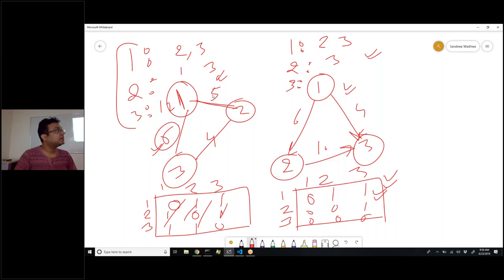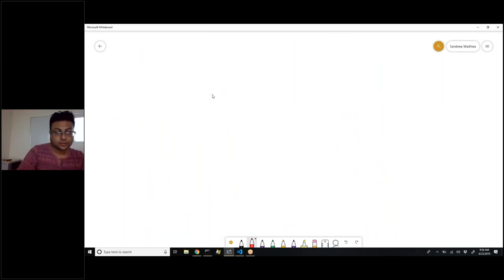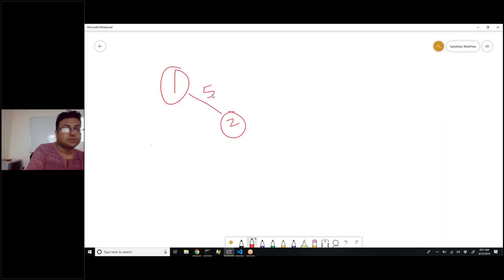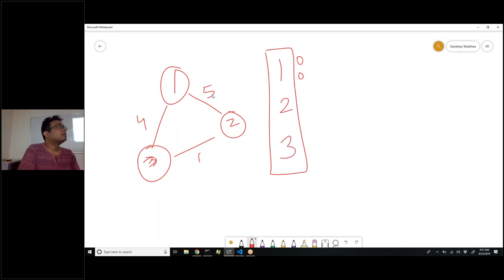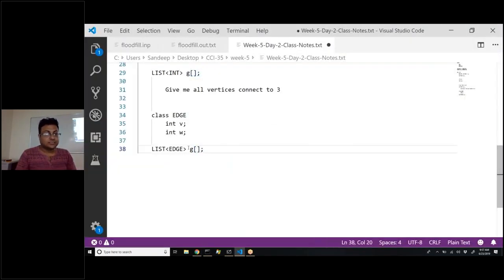1 is connected to 2 with a weight of 5 here. Let's see. If 1 is connected to 2 via distance of 5, connected to 3 via distance of 4, and let's say they are connected with the distance of 1, right? So 1 will have a list, because this thing that we are seeing is an array. There is no change in that. Go back to the notation. G is still an array. In every location of the array, there is a list, but each element of the list is an edge, right?